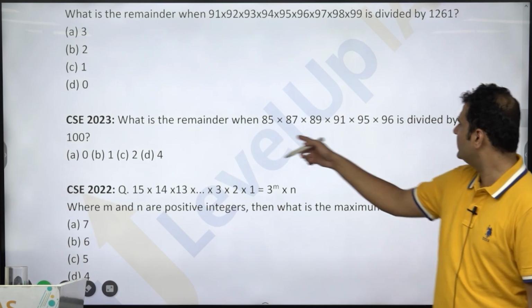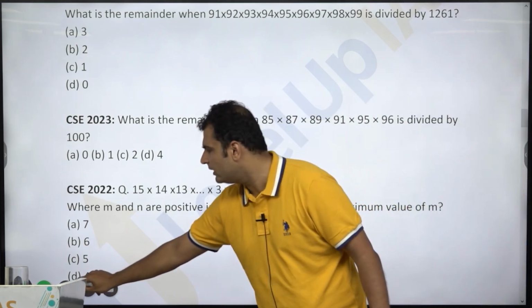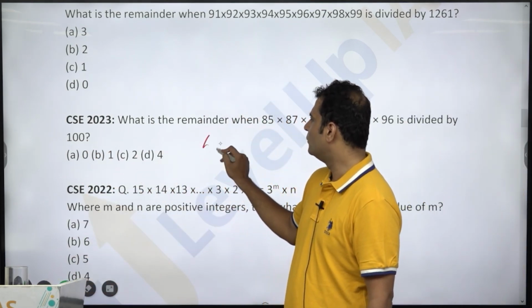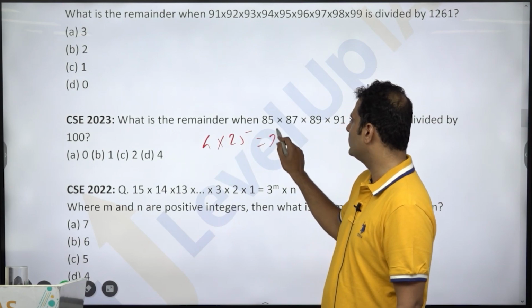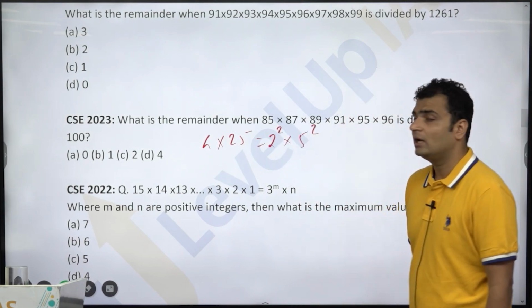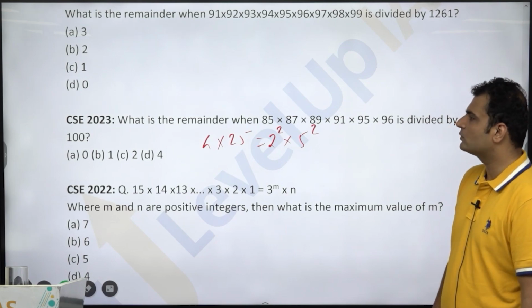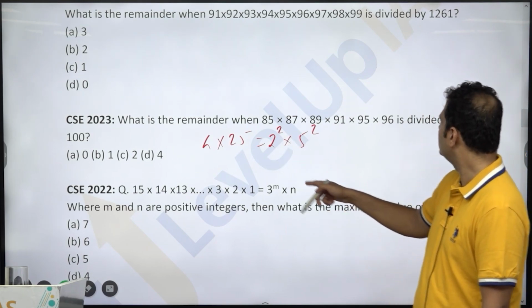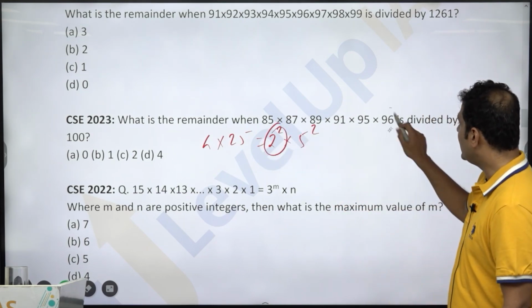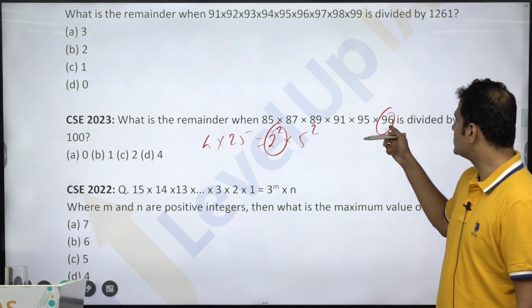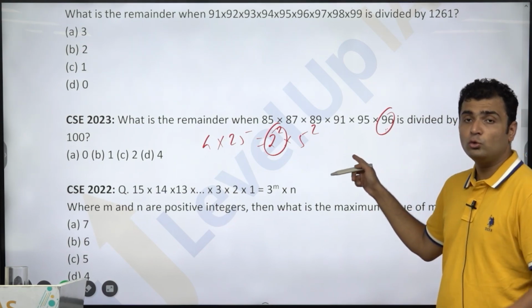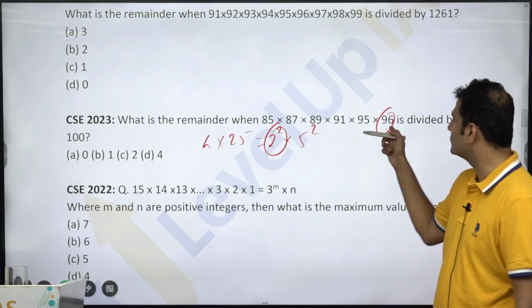Again, what is the remainder when this number is divided by 100? What is 100? 100 is nothing but 4 into 25, which is 2 square into 5 square. Now we have to check whether 2 square into 5 square appear here. 2 square is 4. It appears here because this is 16, 6, 96. 16 is 2 to the 4th, so 2 square certainly appears, it is divisible by 4.